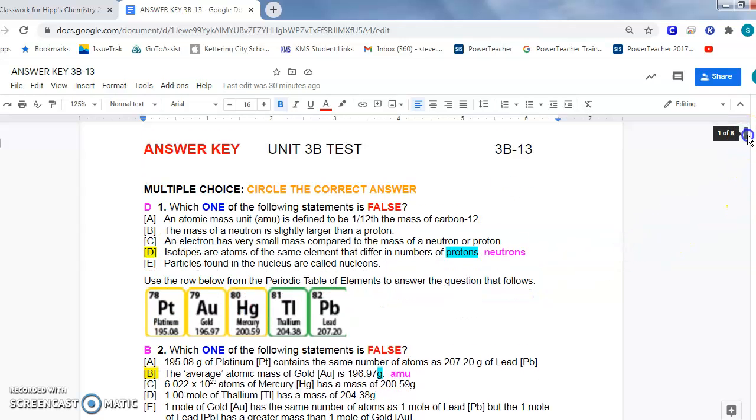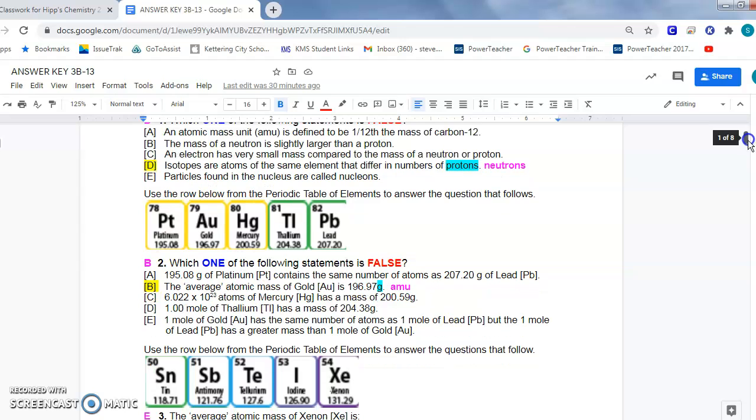Second question. Which of the following statements is false concerning the elements that are captured here from the periodic table of elements? First one, letter A, 195.08 grams of platinum contains the same number of atoms as 207.20 grams of lead. Let's take a look at platinum. 195.08 grams. Well, that's 1 mole.